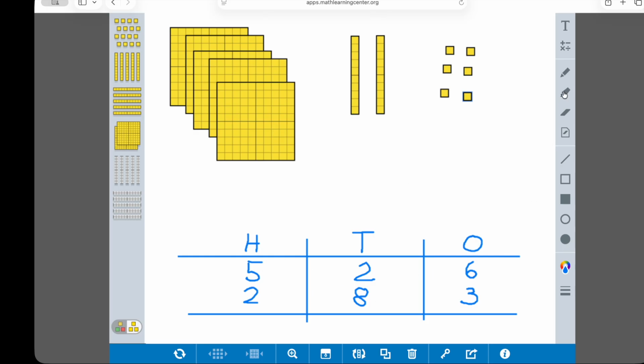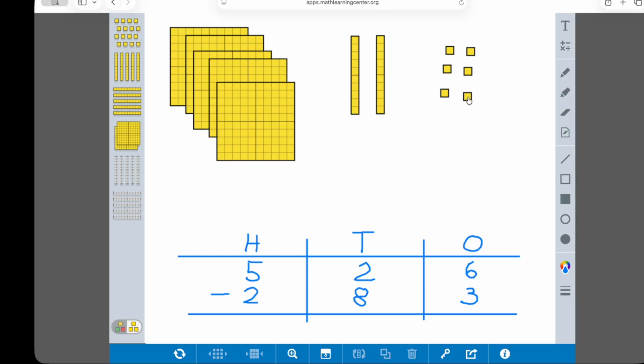Okay, let's do it. So I'm picturing a place value chart. We've got 3 columns: hundreds, tens, and ones, left to right. Got it. So to build the first number, 526, I'm putting 5 of those big, flat 100 squares in the hundreds column. Then 2 of the long, skinny 10 rods in the middle. And finally, 6 of the tiny little 1 cubes on the right. Perfect. That's 526, visually represented.